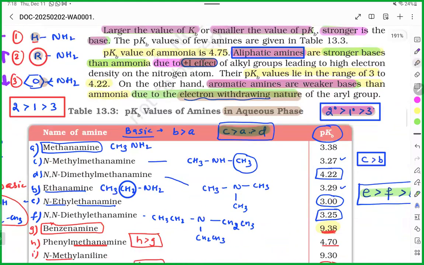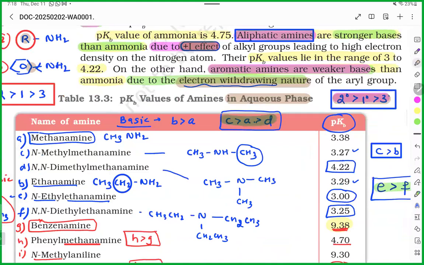Don't remember the number. In the first case, you have normal methanamine and there is a given value. But if you add one more alkyl group, then you know basic character will increase. Logically, it will increase. That's why pKb is less, Kb is more. Any doubt?